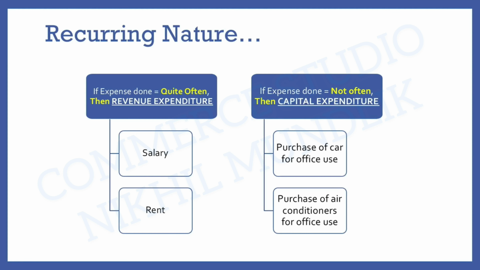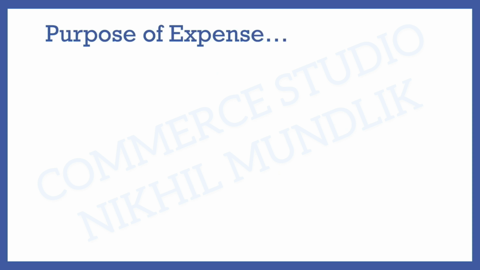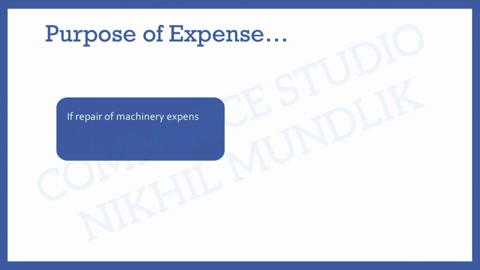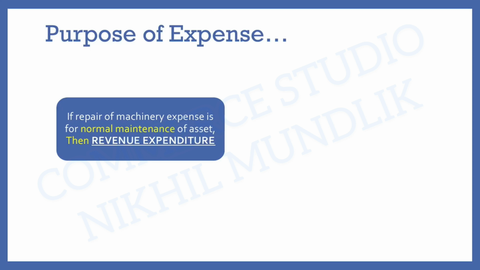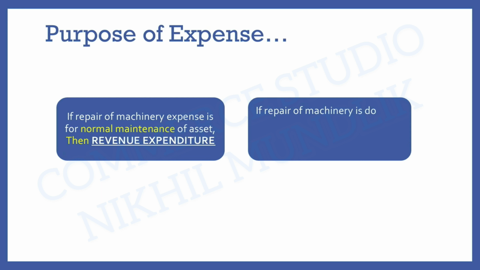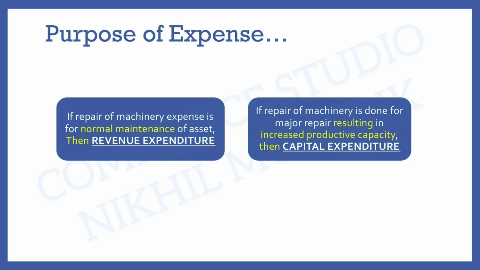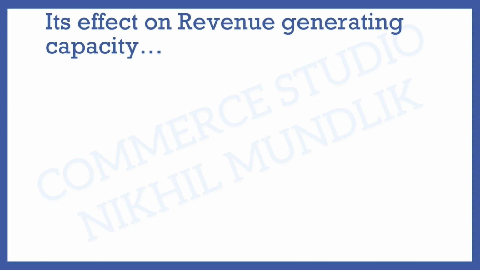The next point, number 3, is the purpose of expenditure. For example, if repairs for machinery are done for normal maintenance purpose, then it is a revenue expenditure. Whereas, if it is done for major repair resulting in increased productive capacity of the machine, then it is a capital expenditure. The next point, number 4, is the expense's effect on revenue generating capacity.